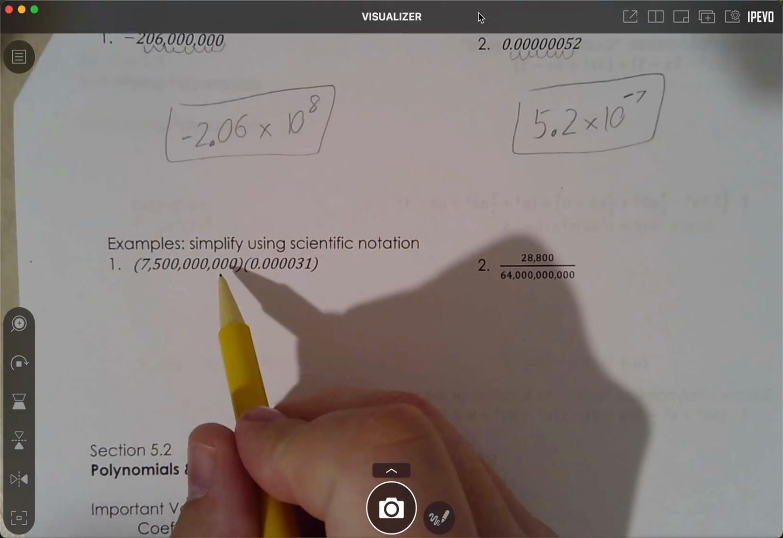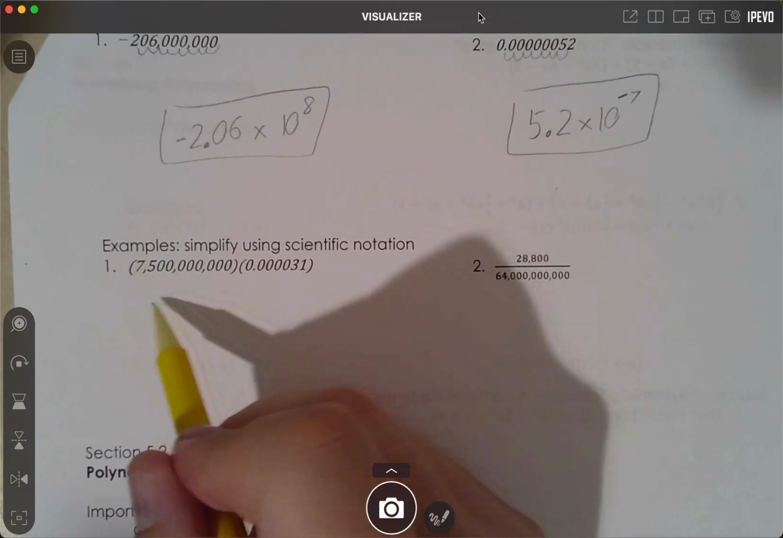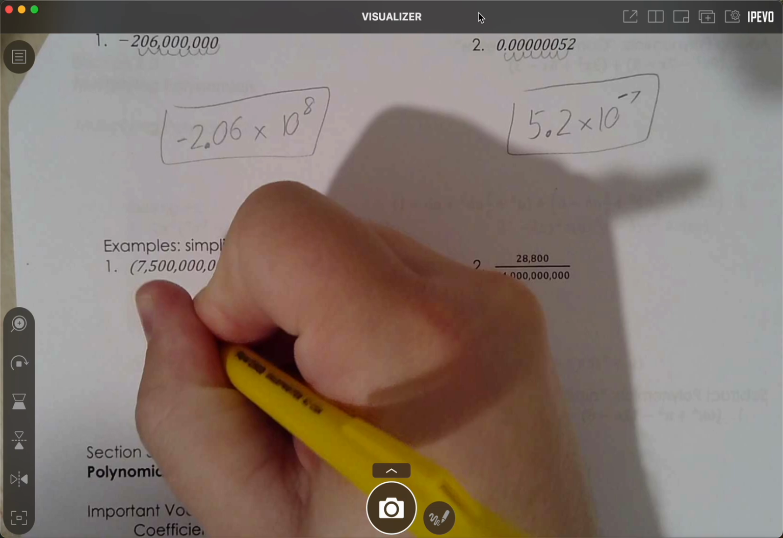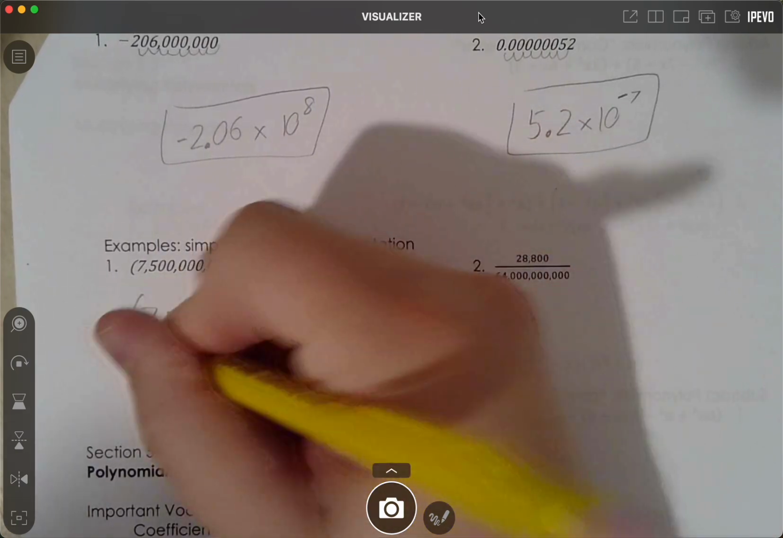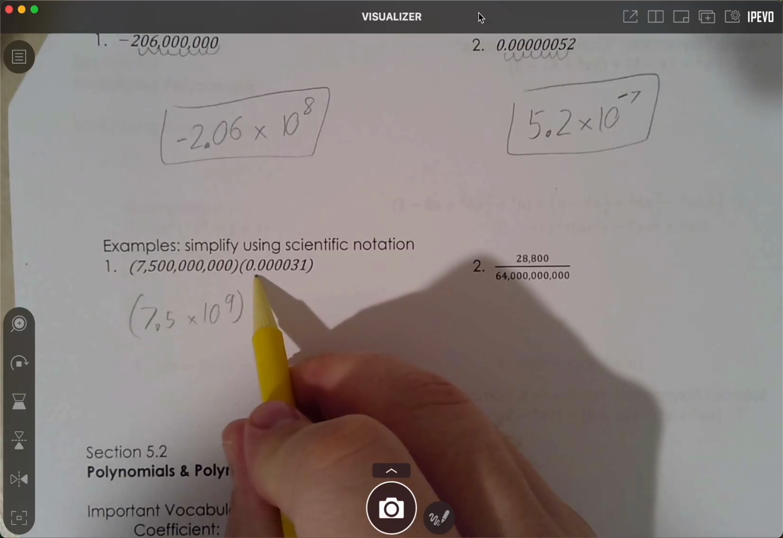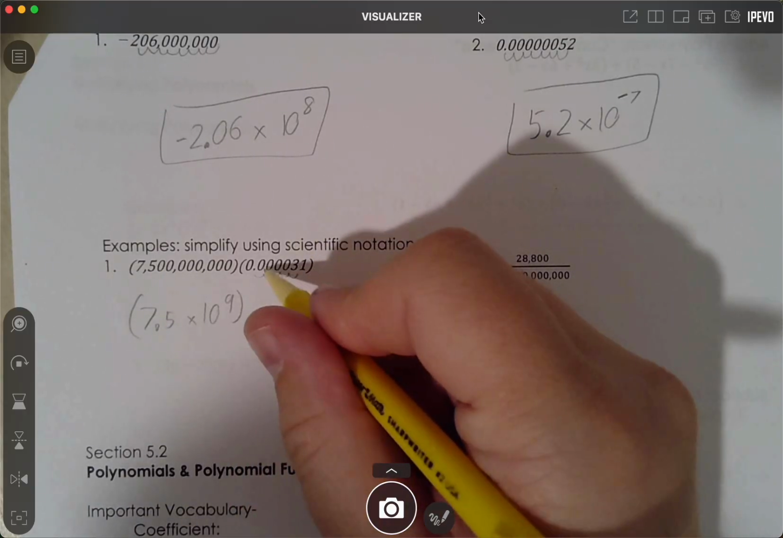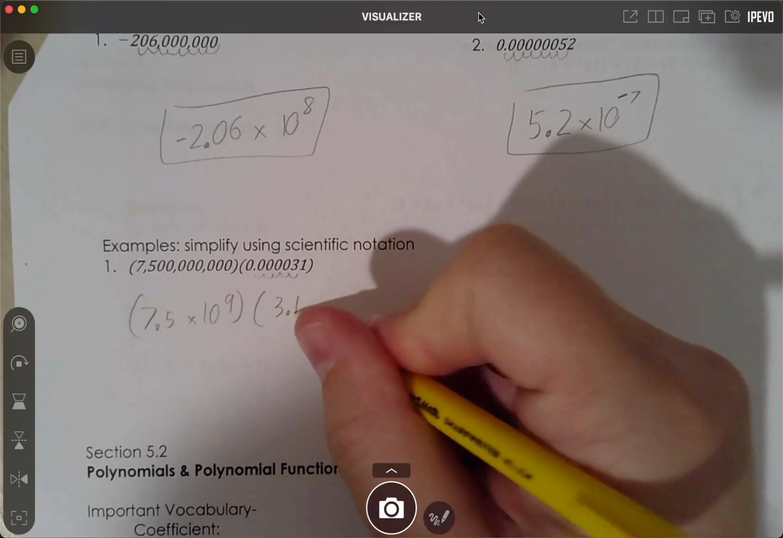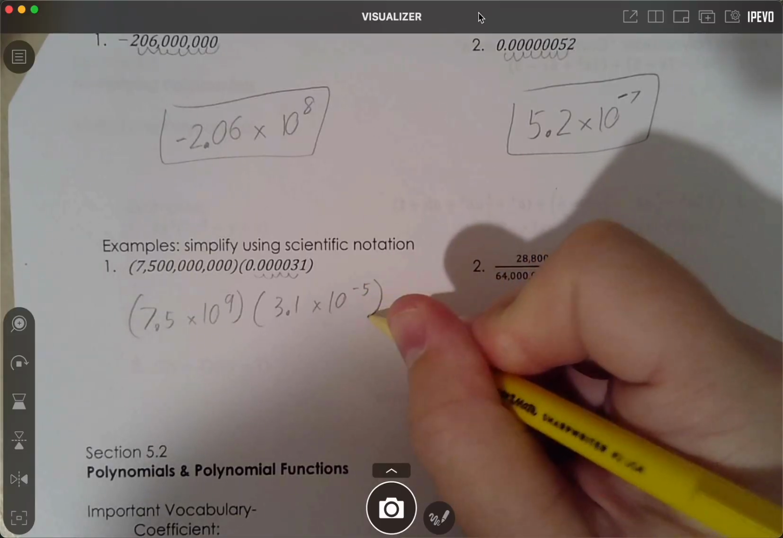So first we're going to re-represent this. Now one nice thing is large numbers have every 3 digits separated by a comma, so I already know that this is 7.5 times 10 to the 9th. And this one, let's see here, is 1, 2, 3, 4, 5 to the left. So 3.1 times 10 to the negative 5th.